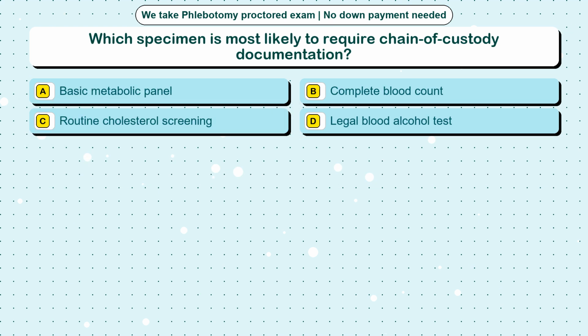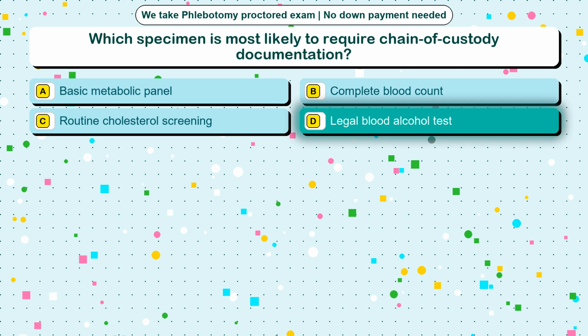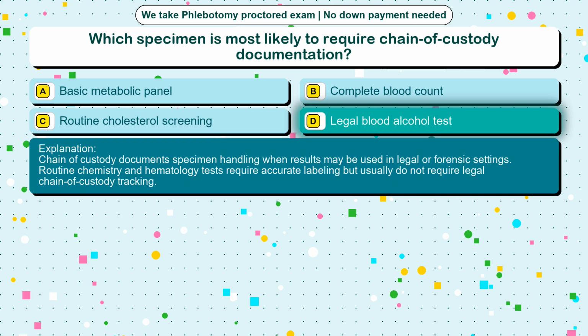Question 39. Which specimen is most likely to require chain of custody documentation? Option A. Basic metabolic panel. Option B. Complete blood count. Option C. Routine cholesterol screening. Option D. Legal blood alcohol test. The correct answer is option D. Legal blood alcohol test. Chain of custody documents specimen handling when results may be used in legal or forensic settings. Routine chemistry and hematology tests require accurate labeling but usually do not require legal chain of custody tracking.